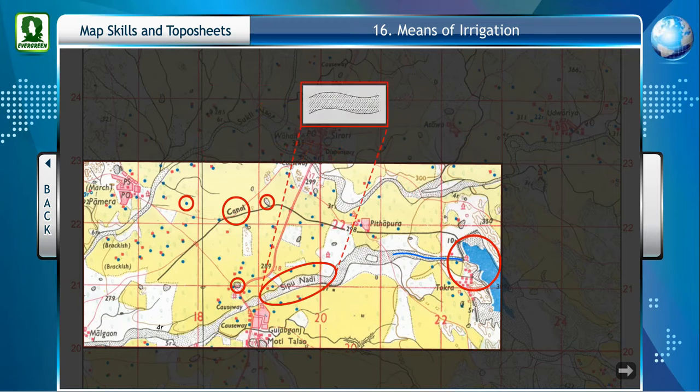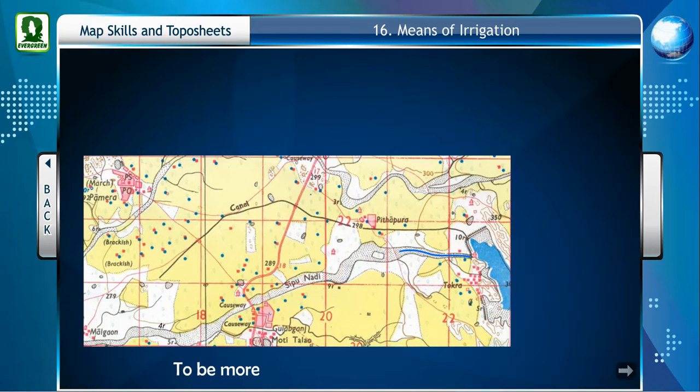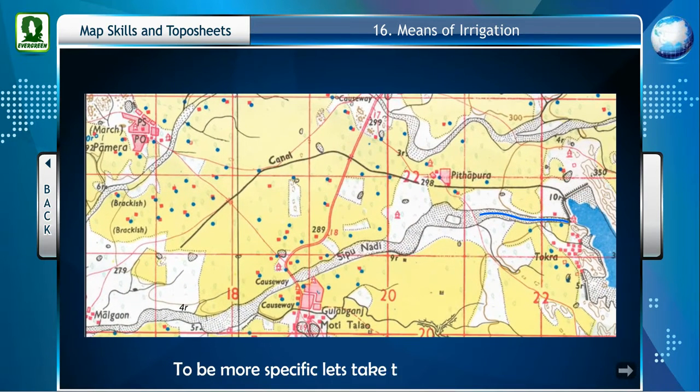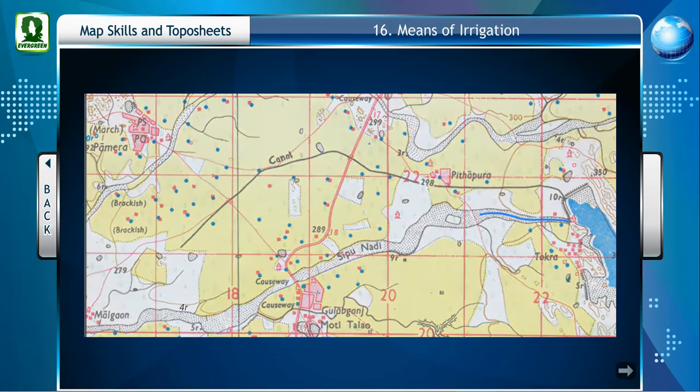Nadi, perennial wells, dry as well as perennial tanks. To be more specific, let's take them one by one. The presence of number of blue dots is representing perennial wells.